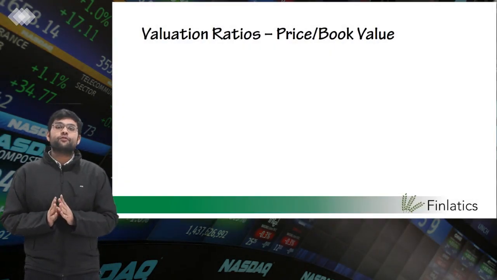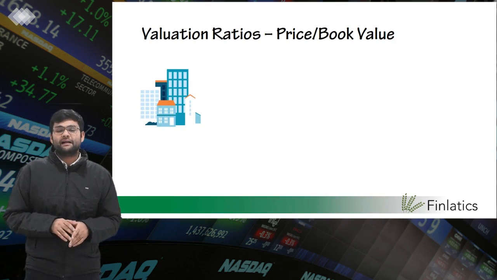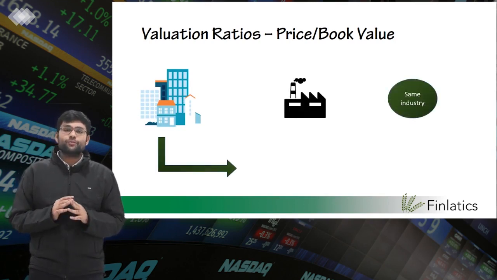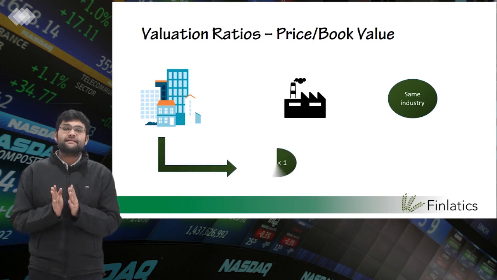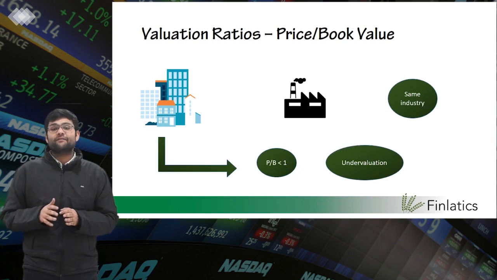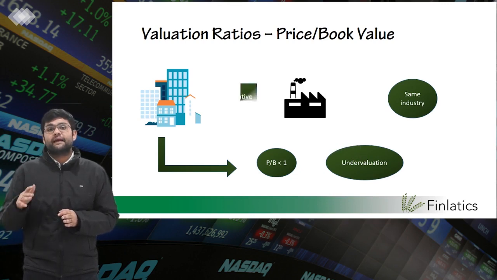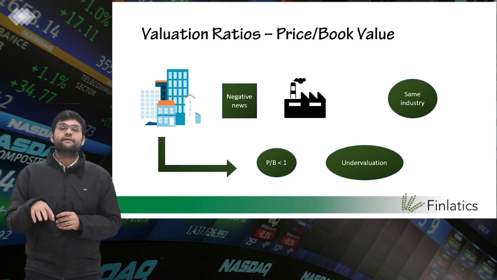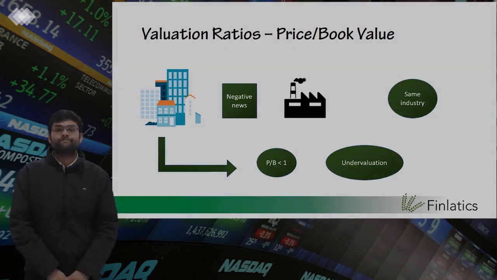Like in the case of PE, it is important to use the price to book value ratio to compare companies within the same industry. A price to book value ratio lesser than 1 indicates undervaluation. However, this is mostly in cases where some negative news is associated with the company.